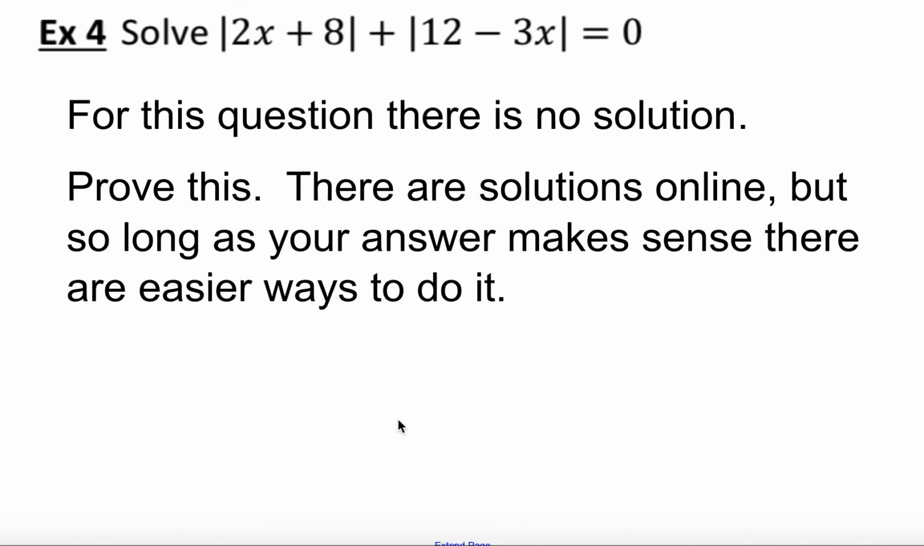Now, there's solutions online that you could look at, but I really think that they're more confusing. As long as I understand what you're getting at, I would accept your answer as long as it mathematically makes sense. All right.